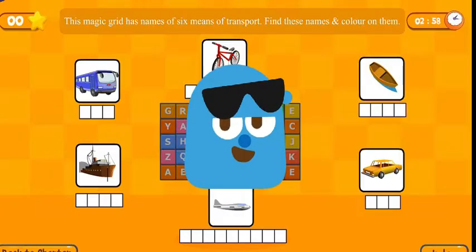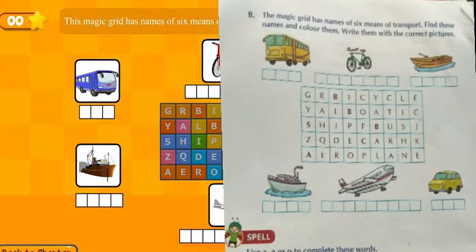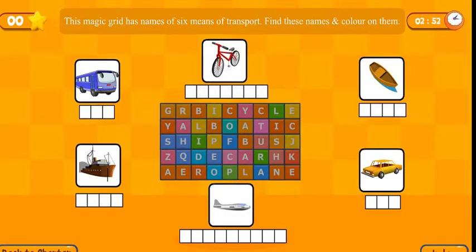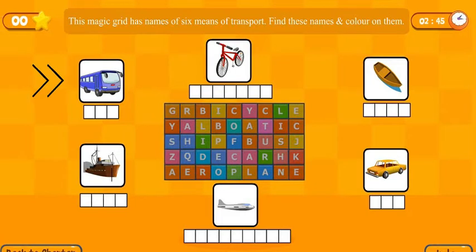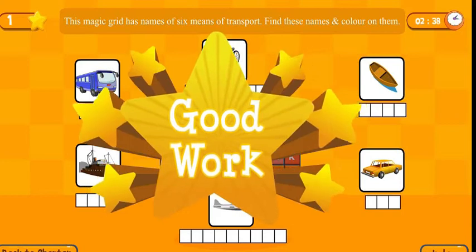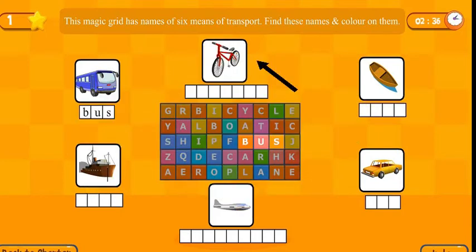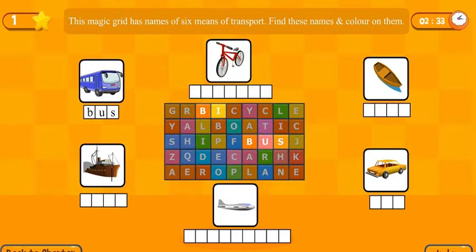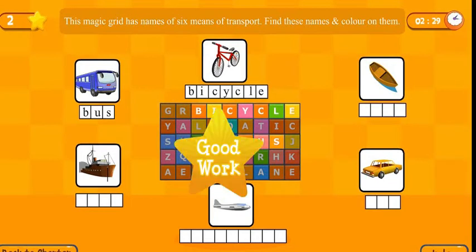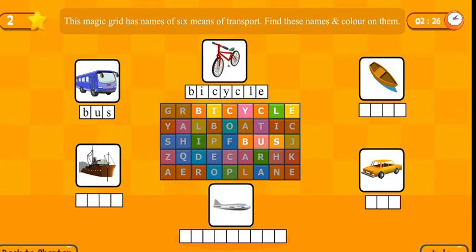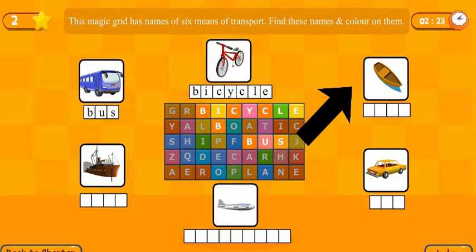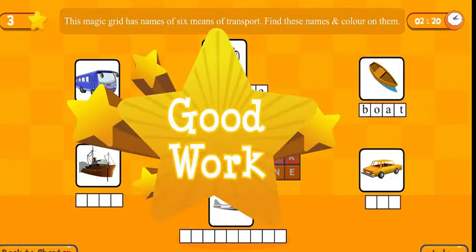That's it. Okay, the next is magic grid. Magic grid पसंद है ना सबको? Okay, here are some pictures and we will find the name of these pictures in this magic grid. Okay, first is bus. Where is bus? Here, B-U-S, bus. Wow, we find out. Next is bicycle. B-I-C-Y-C-L-E, bicycle. Okay, the next is boat. B-O-A-T, boat. Right? Yes, right.